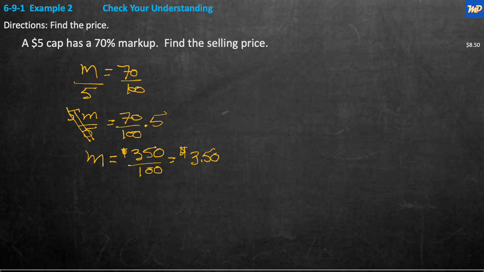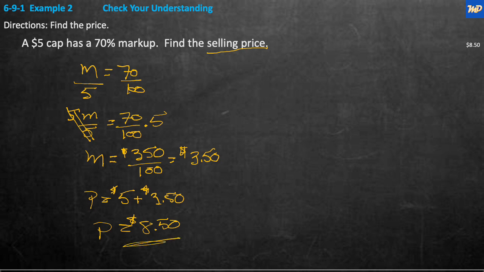And what is the selling price? Selling price. So the price is equal to the original price, $5, plus the markup, $3.50. And when you add those two together, the final price is $8.50. And that seemed to go pretty good.